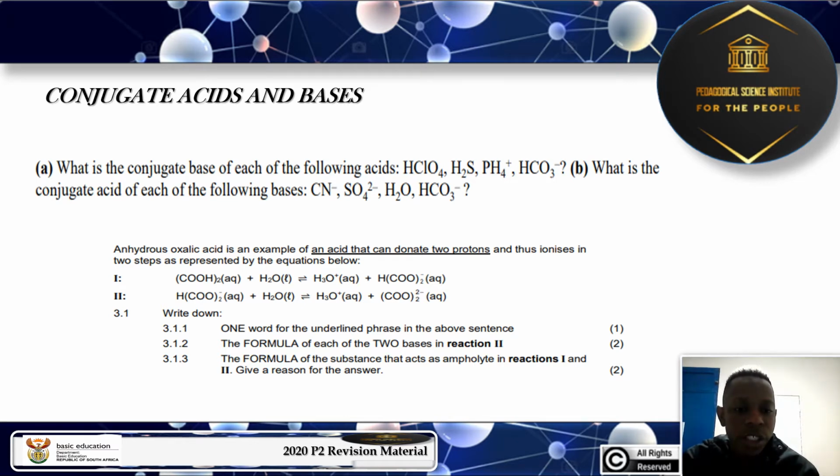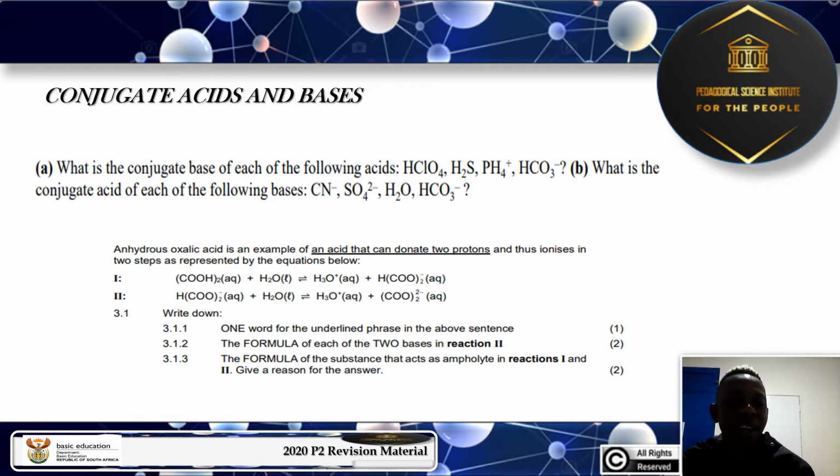We have 2 equations, equation 1 and equation 2. So, this oxalic acid is an example of an acid that can donate 2 protons. That is why it has 2 equations: the first equation, where it donates 1, and the second equation, where it donates the other 1.